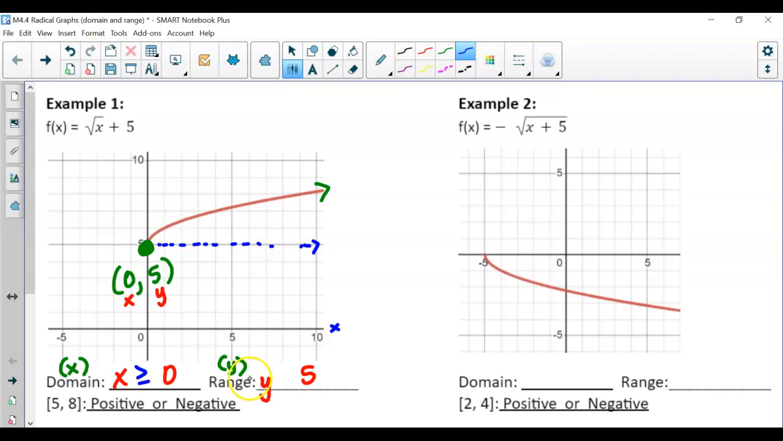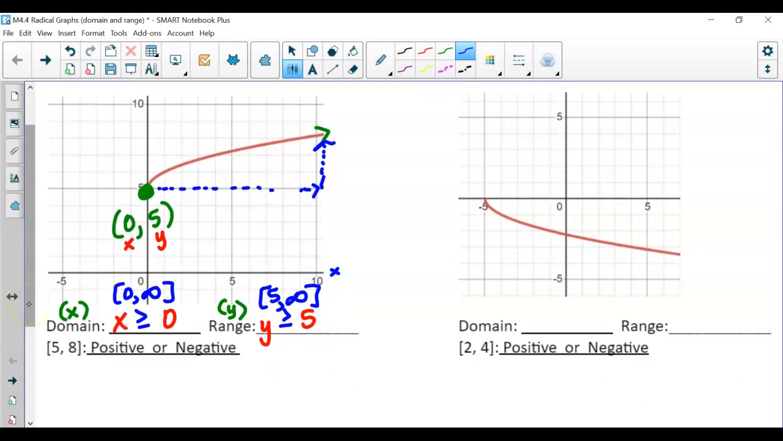So then our range here, now what do we have to do from here? Well, the graph is going up. So again, all the y values are greater than or equal to 5. So they're both greater than or equal to values. Now we could also write this as 0 to infinity because we're going greater, and 5 to infinity because again, we're going greater.